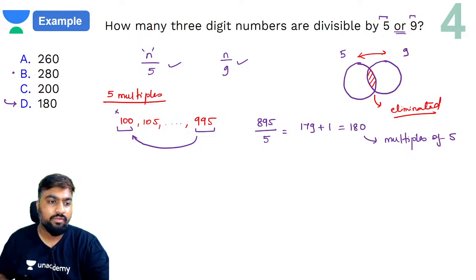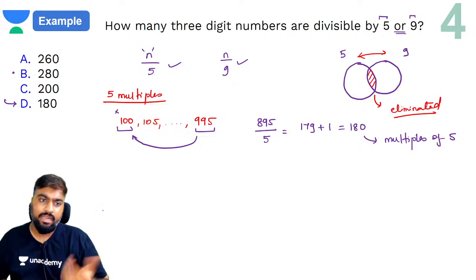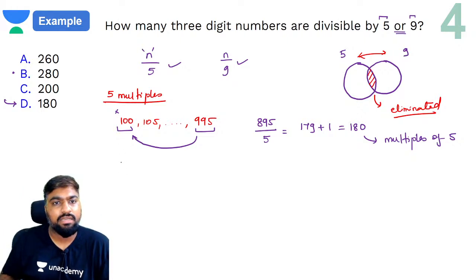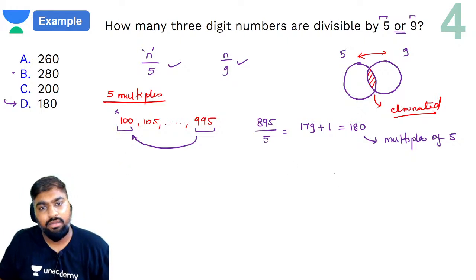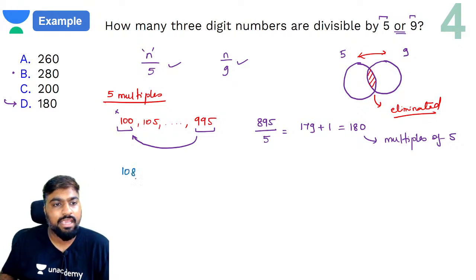Same way can you do it for 9? Get the first number, last number, and then find the difference, divide by 9, you will get it, right? So what will the first number be? 9 from 100, no, 101, sum is 2, so I want the sum to be 9, which is 108, correct? 1 plus 0 plus 8 is 9. So first number is 108. Now what will be the last number?